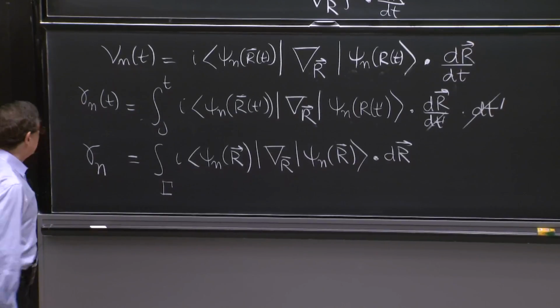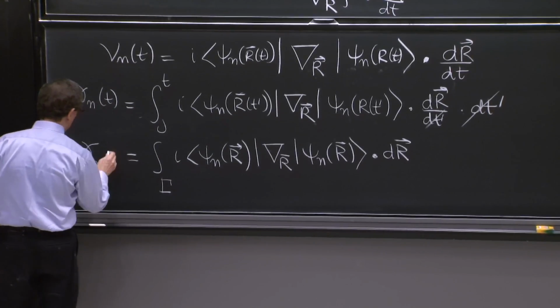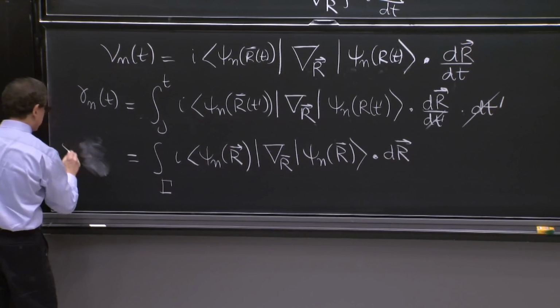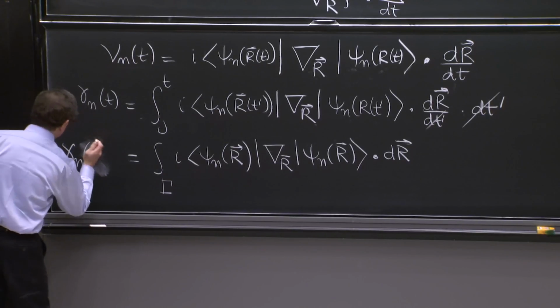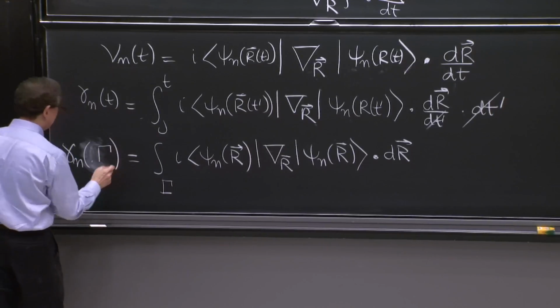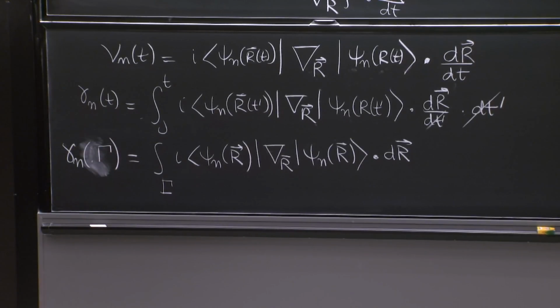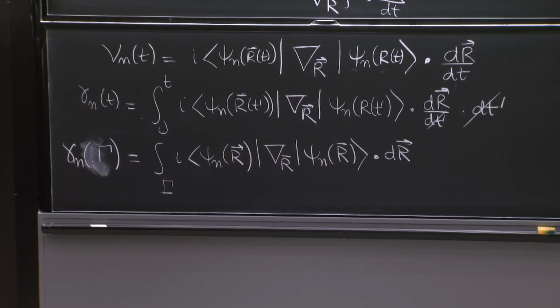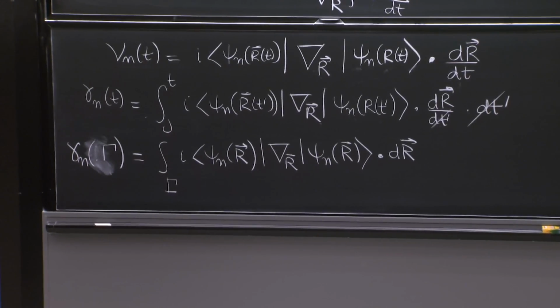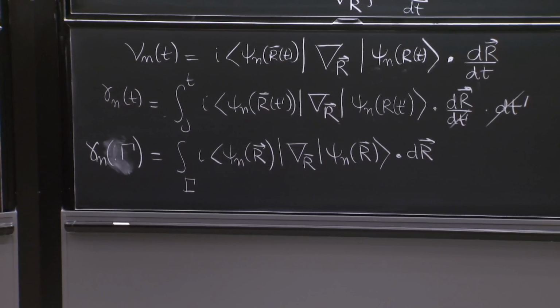That depends just on gamma n, that depends on r, on the path. I'll write it like that. You see, something very important has happened here. It's a realization that time plays no role anymore. This is the concept. This is what you have to struggle to understand here.